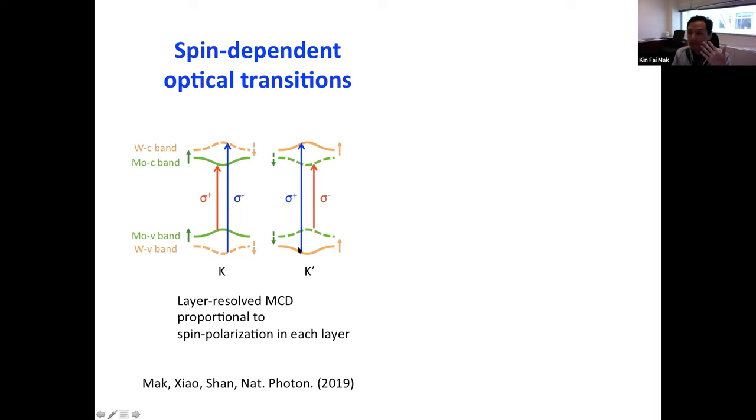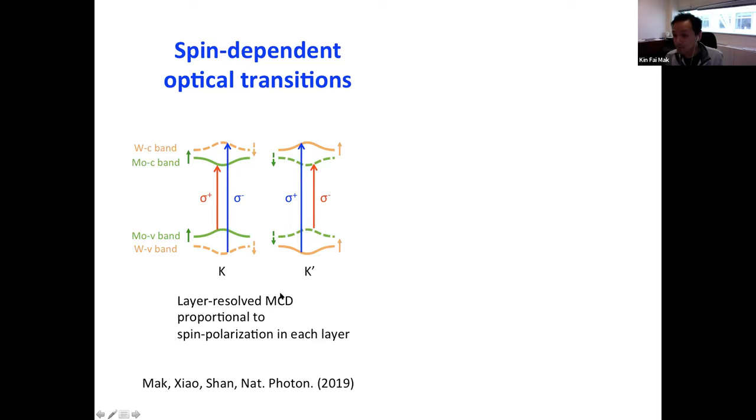And one important thing about the optical selection rule in the TMD material is that the handedness of the photon is locked to the spin of the bands. So what I mean here is that if you look at the Moiré transition, the sigma plus light, the left-handed light, will just connect states of spin up. And the sigma minus light will just connect states with spin down, okay? The same for the tungsten layer, sigma plus connects spin up, sigma minus connects to spin down.